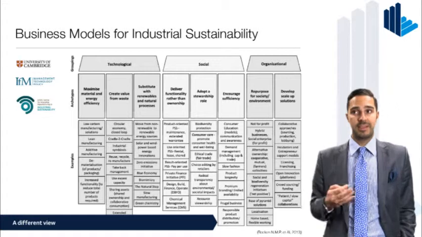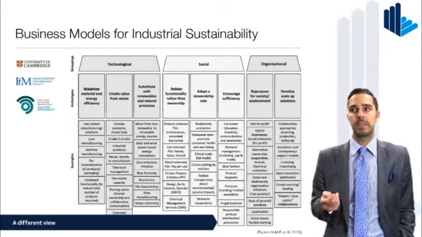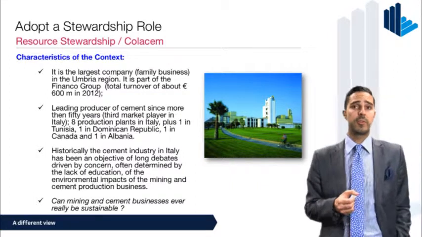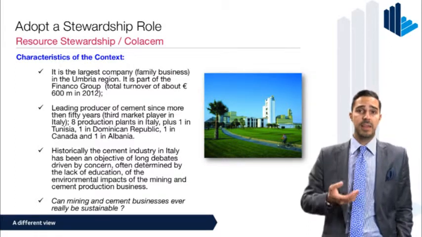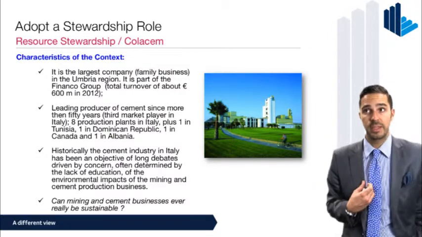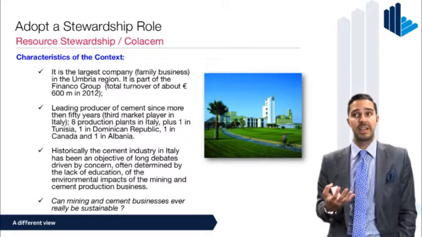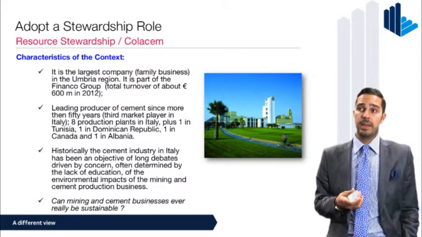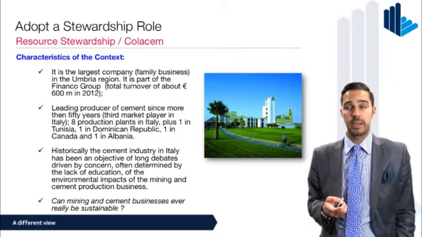Let me give you some examples so you can understand better what a business model for industrial sustainability means. I'm going to present three cases of three Italian companies that have developed business models really based on sustainability. The first one has a business model that could be classified as based on a stewardship model, and is the case of a cement and mining company, Colacem.